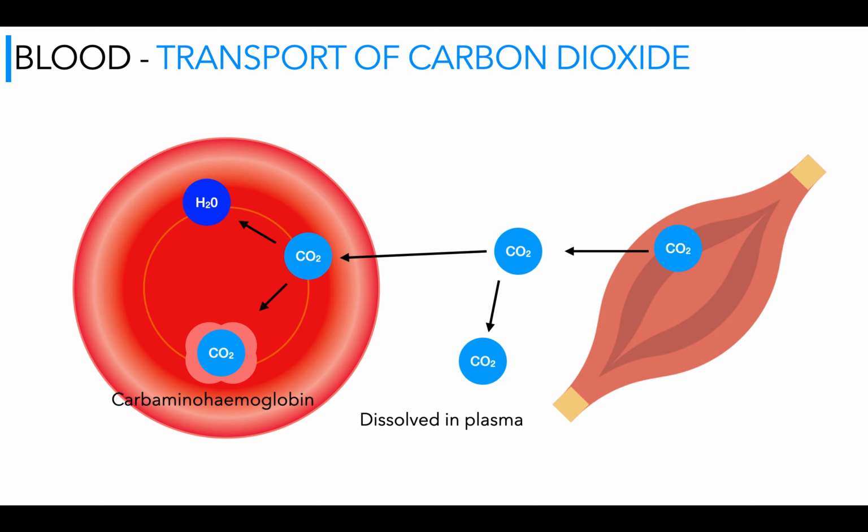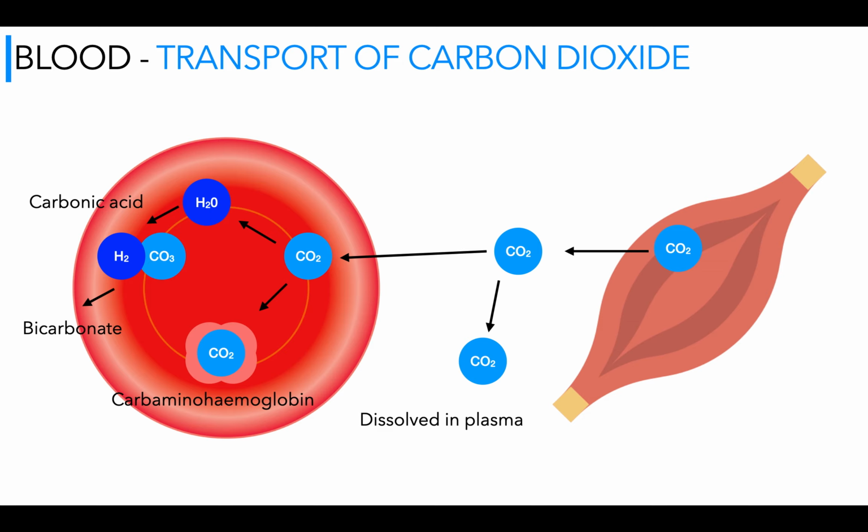This can also happen in the plasma, I must say, but I don't want to spend too long on this section. What happens is the carbon dioxide is dissolved in water and carried as something we call carbonic acid. So approximately 70% of carbon dioxide is transported as carbonic acid. And this carbonic acid is then broken down and we get bicarbonate.